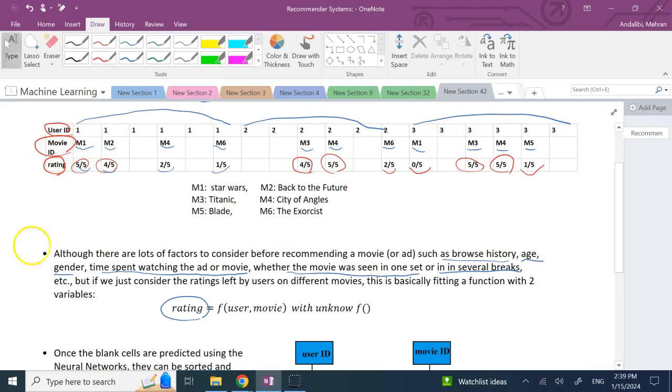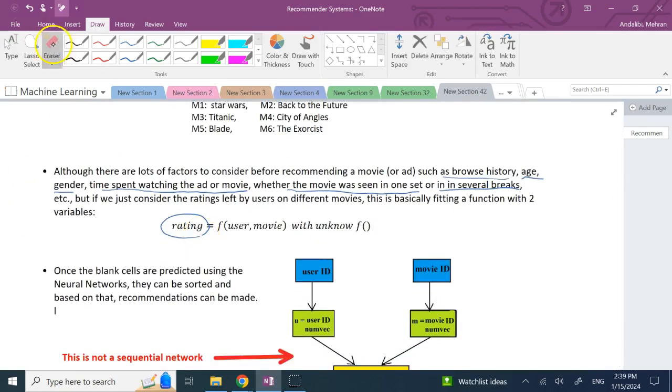So basically what you're doing is fitting a multivariable function, where the function is the rating, the result of it, and the variables are what? Are the user and the movie. So these two you know, this rating you also know. What you don't know is that function.